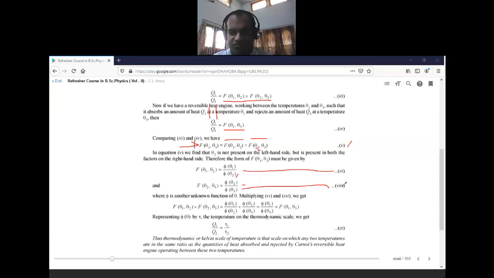Okay, it should be equation 7. There are some printing mistakes. It is equation 7, it is not 8. It was given to be 8, I don't know, printing mistake.